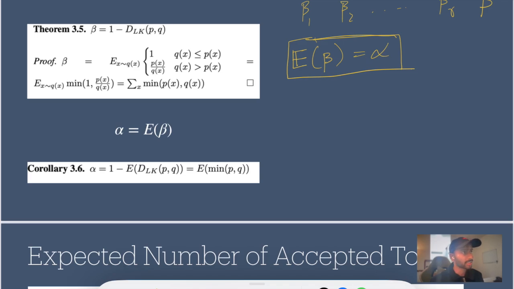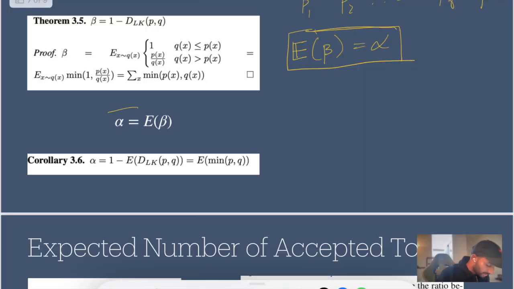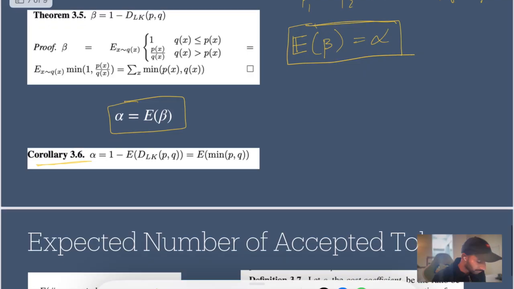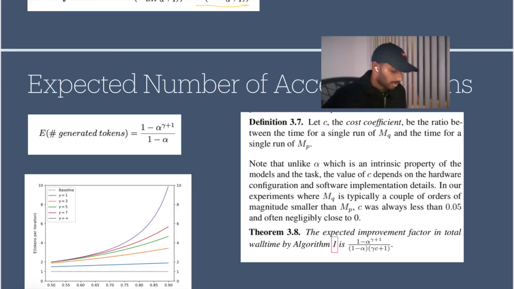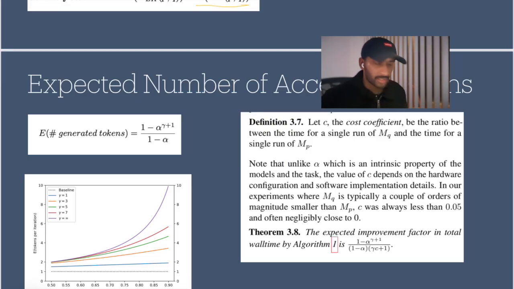And if you have a high acceptance rate across all the time steps, right, then we can very well say that we are generating more tokens per time step than we would have if we had used only the target LLM. Now, with this definition here and plugging in the definition of beta from theorem 3.5, we can arrive at corollary 3.6. We are now in a position to calculate the expected number of accepted tokens.